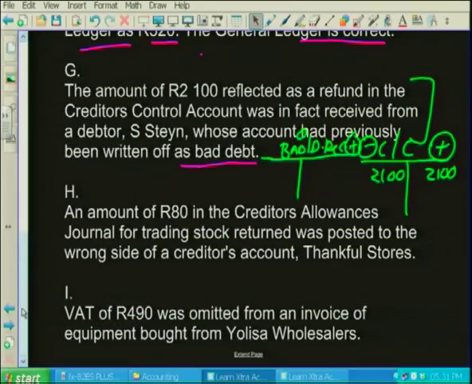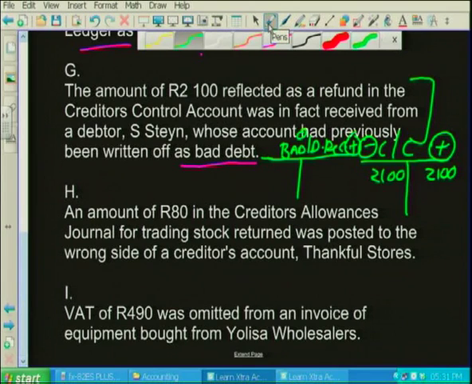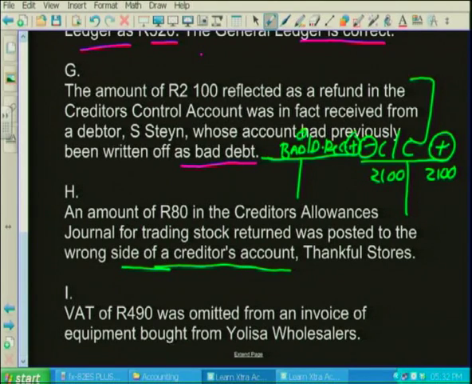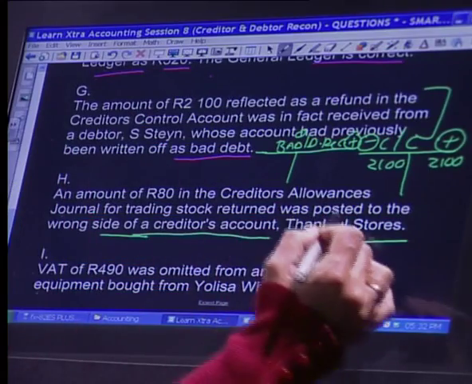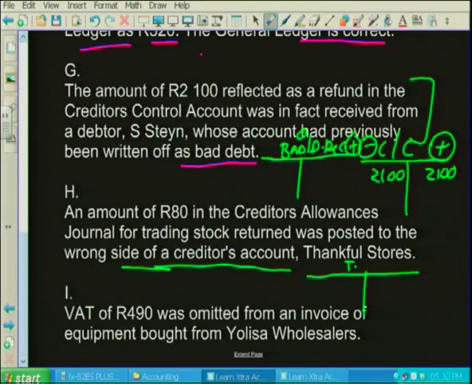An amount of 80 Rand in the creditor's allowance journal for trading stock returned was posted to the wrong side of the creditor's account, Thankful Stores. Okay, we came across this previously, guys. Again, T account is the best way to go because that helps me understand my error. So I've got Thankful Stores. Okay, Thankful Stores, liability minus plus. So I've got this amount of 80 Rand, which was an allowance, which should have reduced my balance.